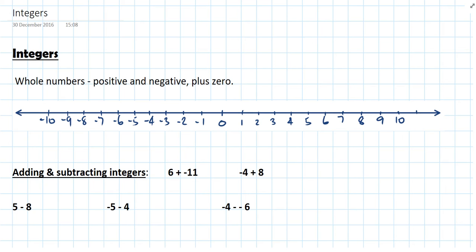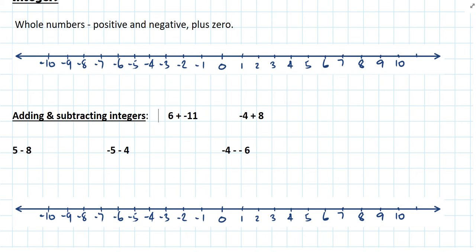So if we look at this number line here, you can see that 0 is right in the middle. To the right of 0 we've got positive integers, whole numbers. To the left of 0 we've got the negative integers. Now, integers do not include fractions or decimals.